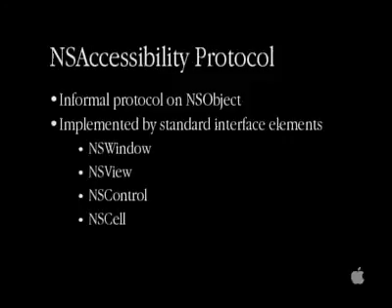So the magic that makes this work is the accessibility protocol. And it's a protocol on NSObject because there's a wide variety of different objects in Cocoa that can act as user interface elements. For instance, windows, controls, views, and cells. And really, the only common ancestor in their inheritance hierarchy is NSObject.